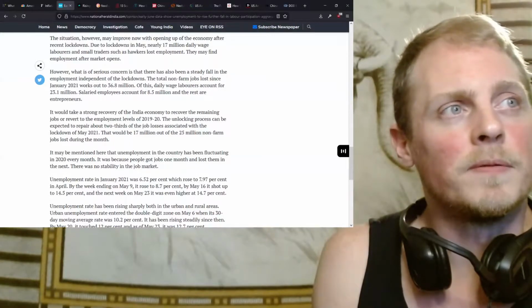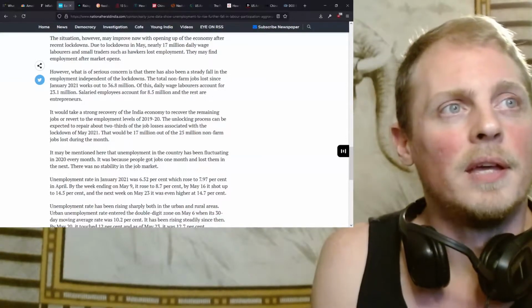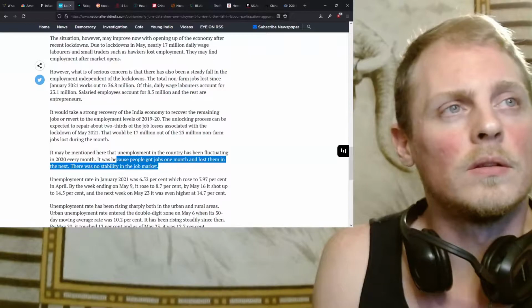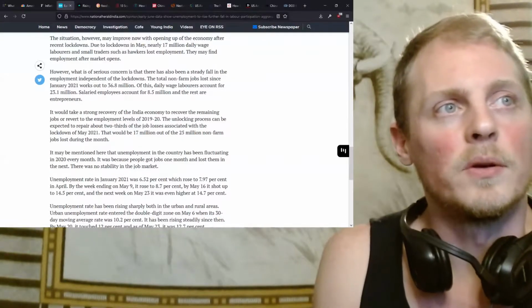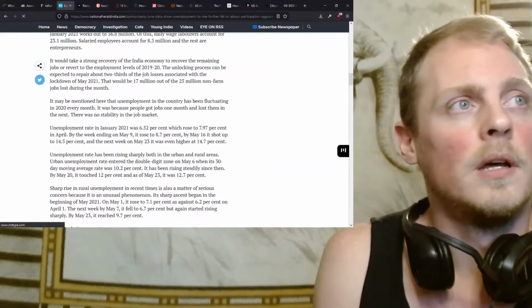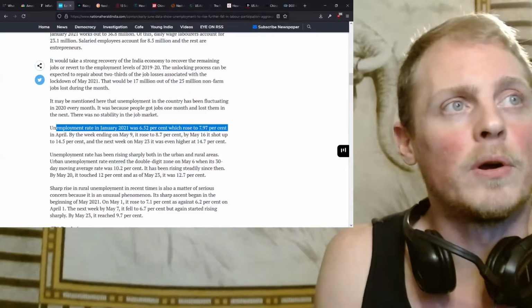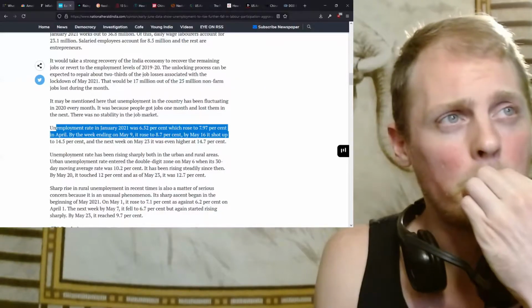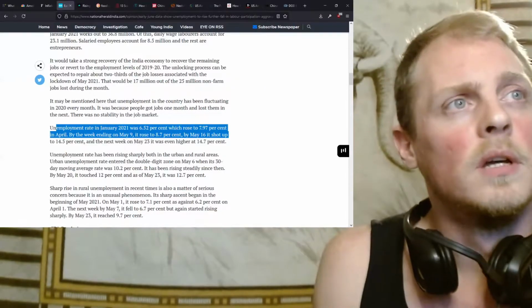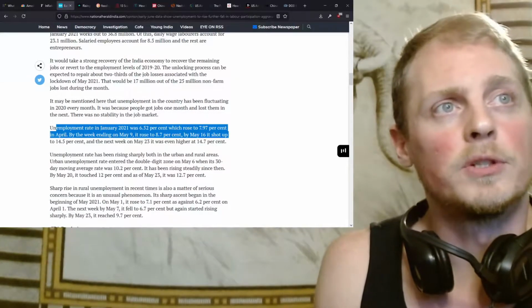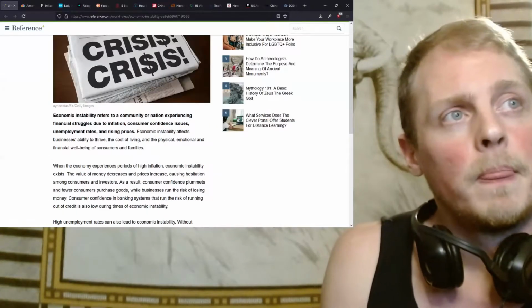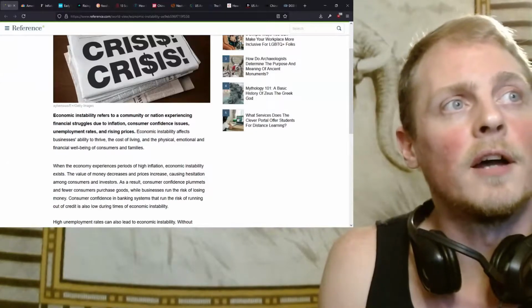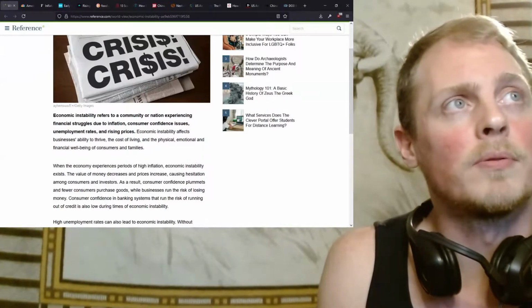Unemployment in the country has been fluctuating every month in 2020. It was because people got jobs one month and lost them the next month. There was no stability in the job market. The unemployment rate in January 2021 was 6.52%, which rose to 7.79%. So we're seeing unemployment rates and then rising prices.